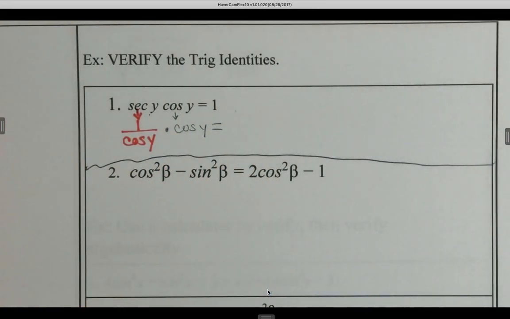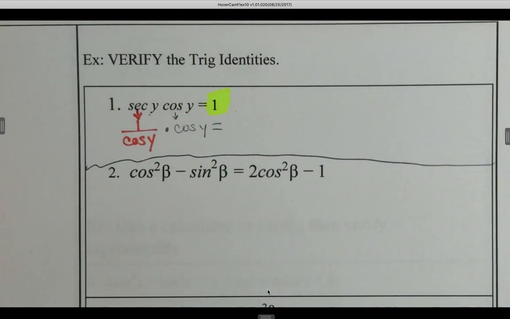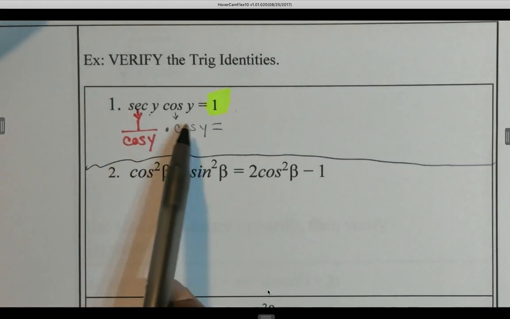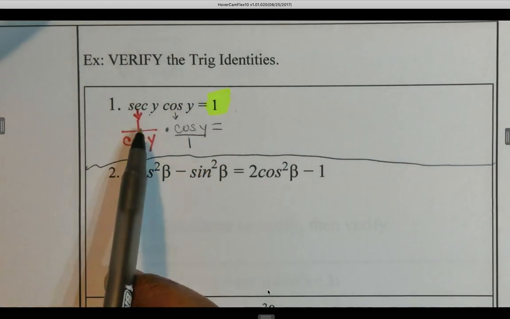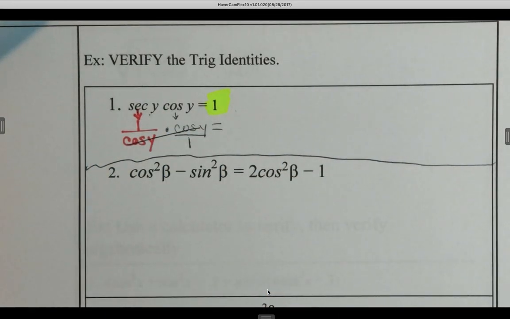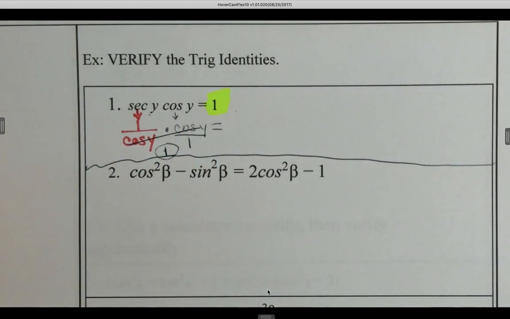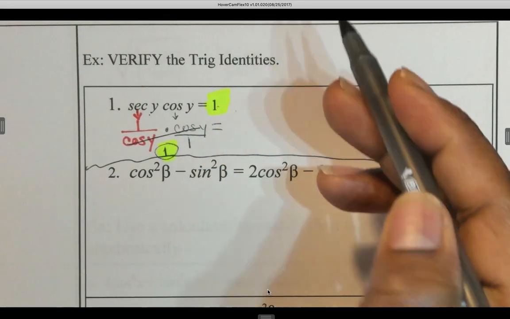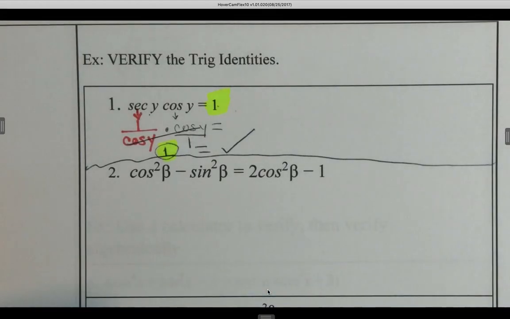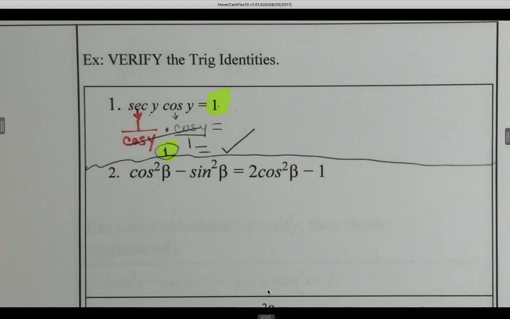Our job is to show that this expression equals 1. So I'm going to highlight what I want to get in the end, and I'm just going to keep reminding myself I'm trying to get closer and closer to the answer of 1. So 1 over cosine times cosine, if I think of this as cosine over 1, now I have cosine over cosine, which just simplifies down to 1. Right? The cosines cancel out. I end up with 1 as my expression on the left side, and because that is exactly equal to the expression on the right side, I can say I have verified the identity. Yes, secant times cosine equals 1.